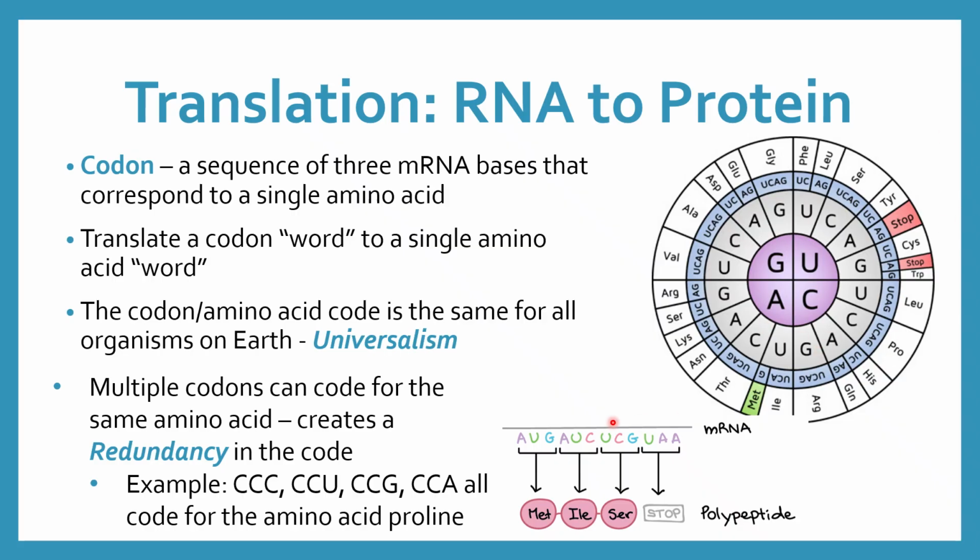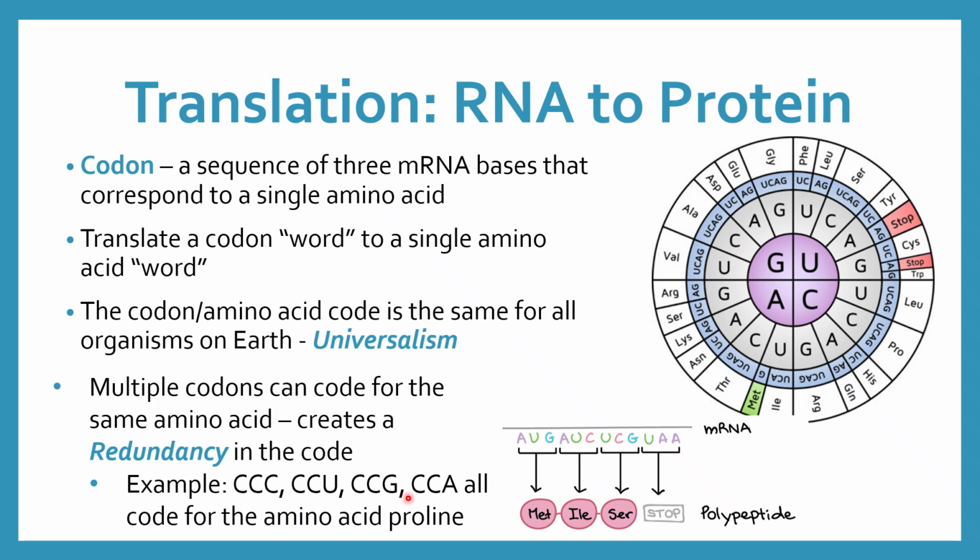Now, if we look at this too, we can also see that CGU, CGC, CGA, and CGG all give us the same amino acid, arginine. That is a redundancy. Multiple codons can end up coding for the same amino acid. I want you guys to think about why that might be important and why that might be useful to a cell, and we'll talk about that in class together.